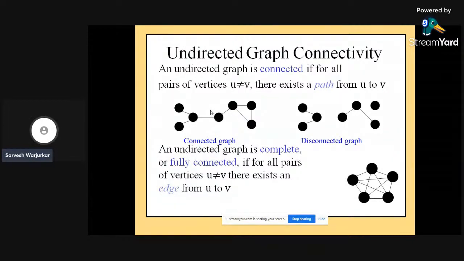An undirected graph is complete or fully connected if for all pairs of vertices where u is not equal to v, there exists an edge from u to v. So these are the connected graph, disconnected graph, and fully connected graph, where all the different nodes or vertices are connected with each other.